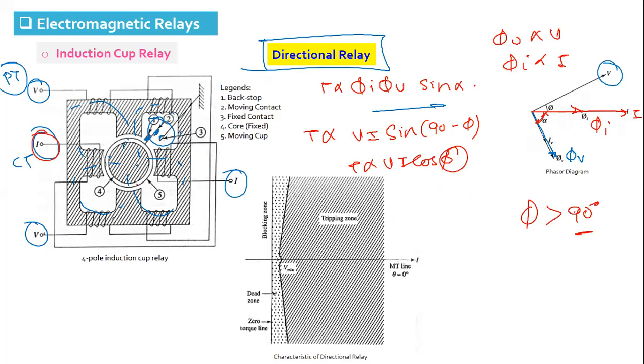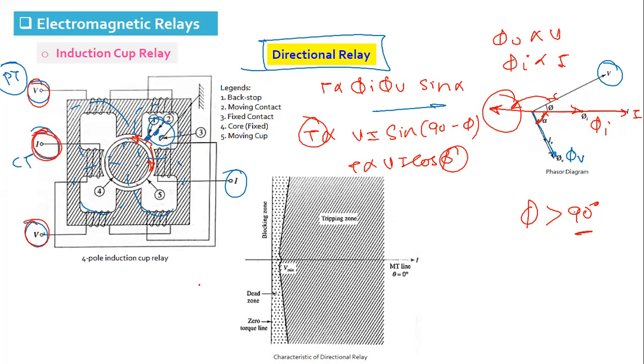This relay will operate when the angle changes by more than 90 degrees, and this will happen when the current is reversed through the relay coil. Voltage cannot be reversed because it is taken from the bus bar and will remain as it is. When the current is reversed through the relay coil, the torque developed will be negative and the relay will trip. So the relay cup will move in one direction for one direction of the current, and it will reverse its direction when the current flow is reversed.